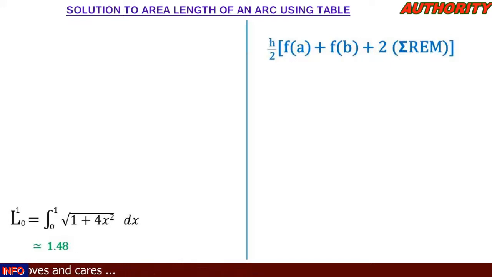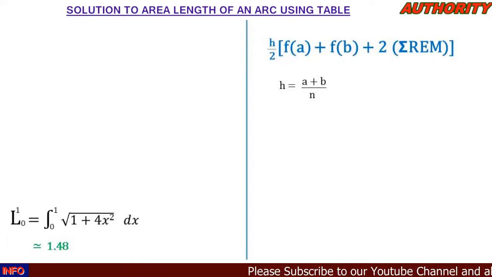But the question is, what is h? We see that h is going to give us a plus b all over n. So what is n? n can be any number. You can decide to say that your n is 10, or your n is 20, or n is 15, or your n is 5. Okay, good.